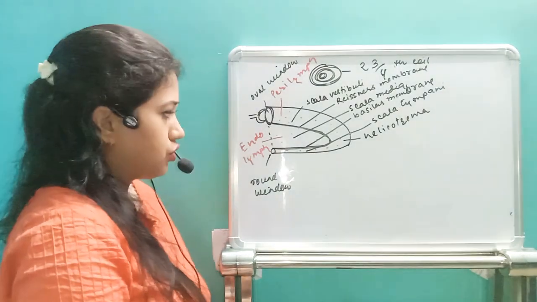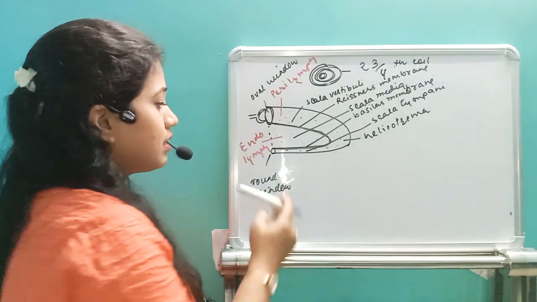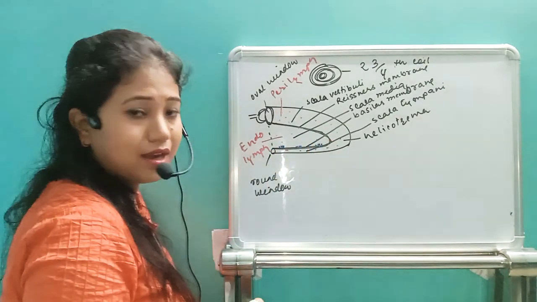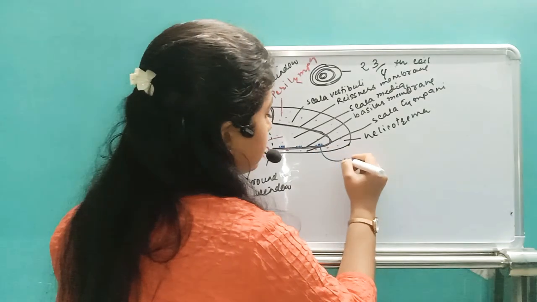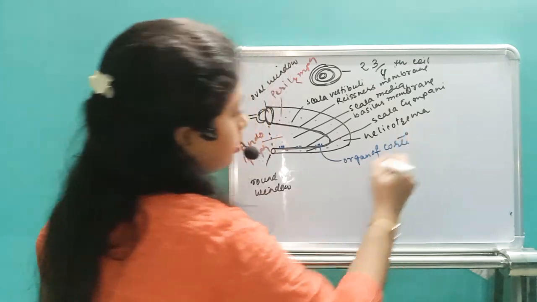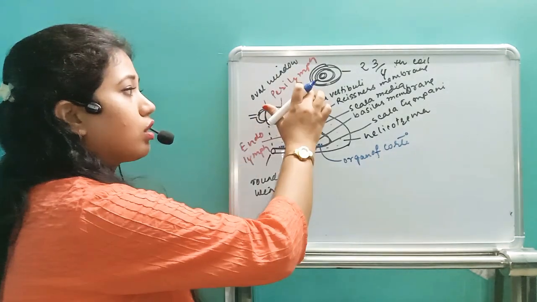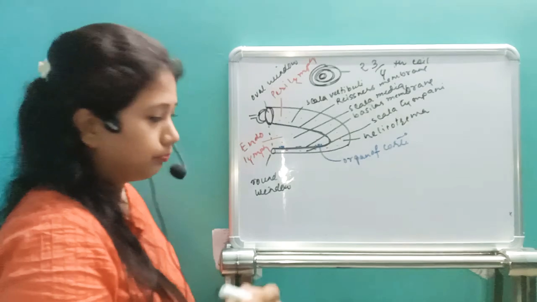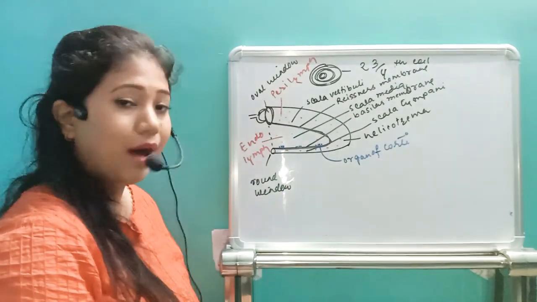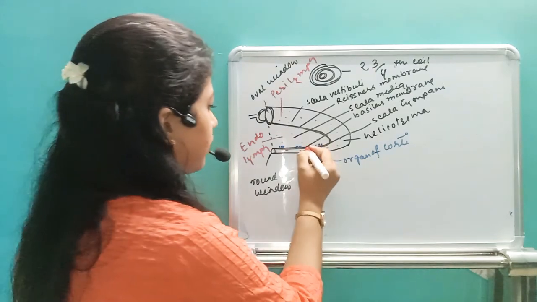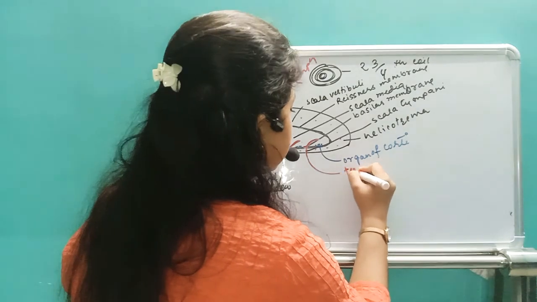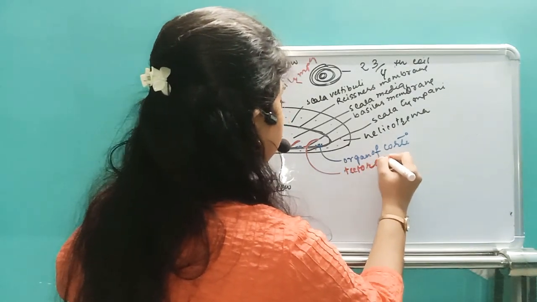Now, above the basilar membrane, we are going to have some hair cells. What is this? This is called the organ of Corti. This is the unit of hearing. The organ of hearing is the cochlea, and the unit of hearing is the organ of Corti. Above this organ of Corti, we have a membrane like this. What is that membrane called? This is called the tectorial membrane.